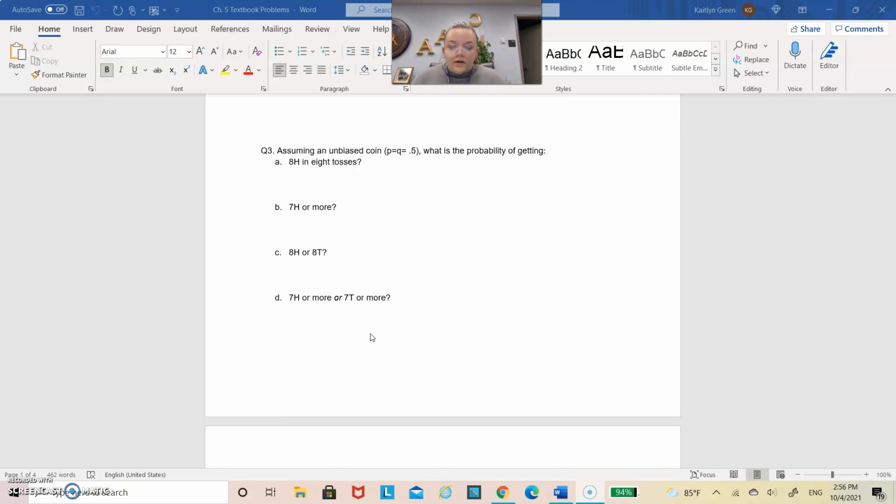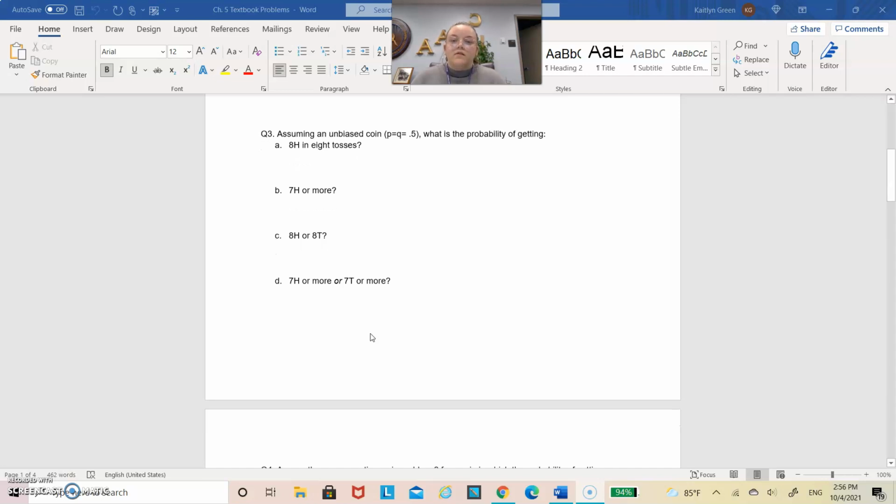So for that answer, I got 0.0039. Then 7 heads or more on B, and that one's the same idea, except you have to add the probability of 7 heads and the probability of 8 heads together. And whenever I did that, I ended up getting 9 over 256, so the probability of 7 heads or more came out to be 0.0352.